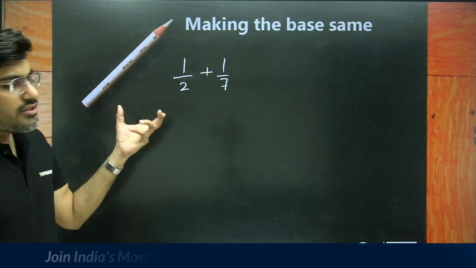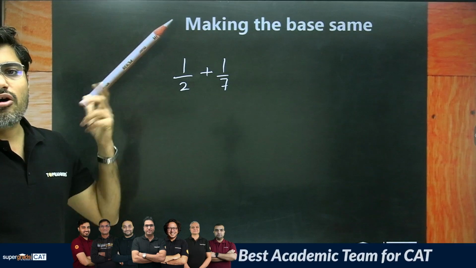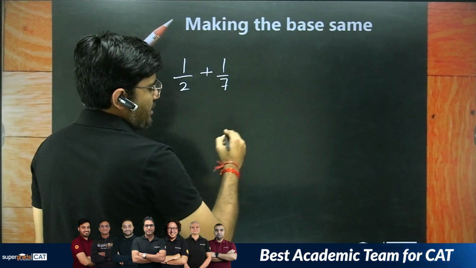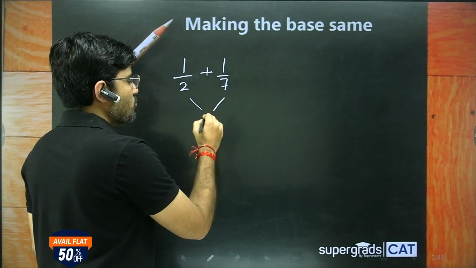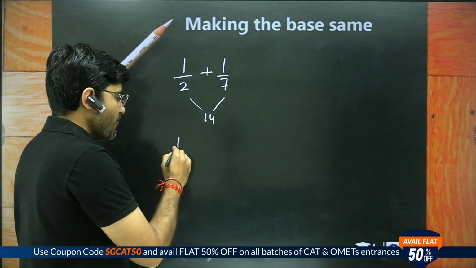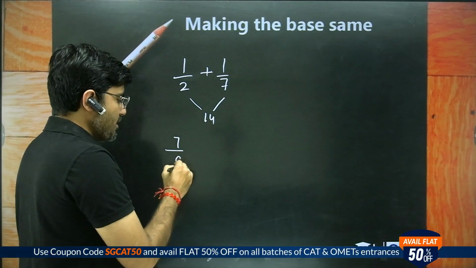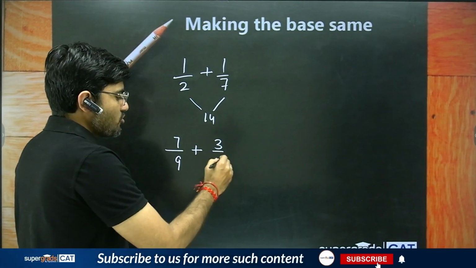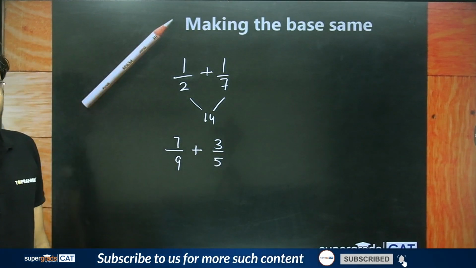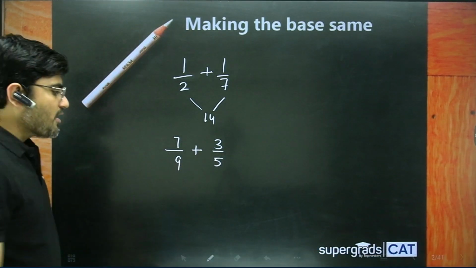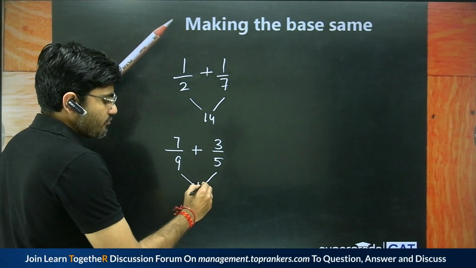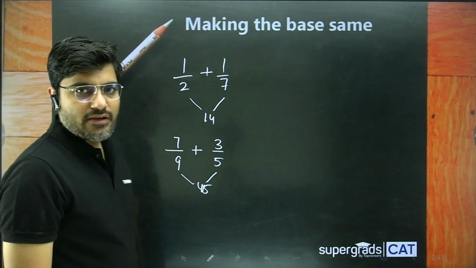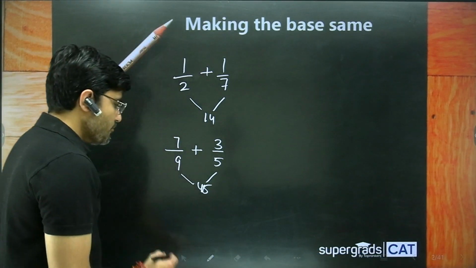If I have to add it, what will be the common denominator? That will be nothing but 7 into 2, 14. So I have to convert these two to 14. Suppose one fraction is 7 by 9, and another fraction is 3 by 5. What will be the common denominator? It will be 9 into 5, 45. So I have to convert these two denominators to the base 45.